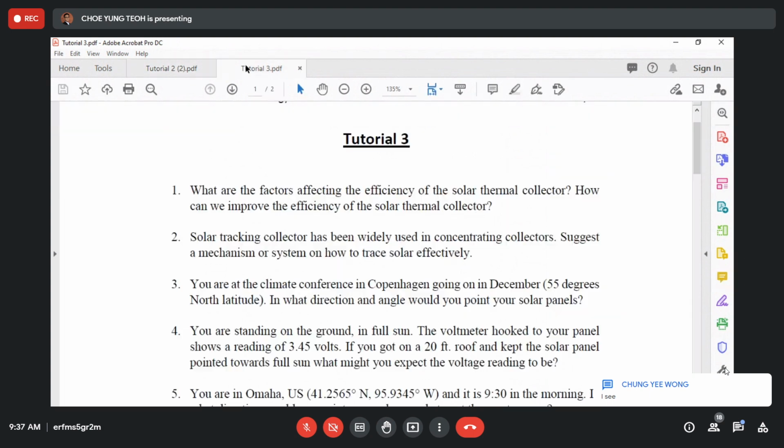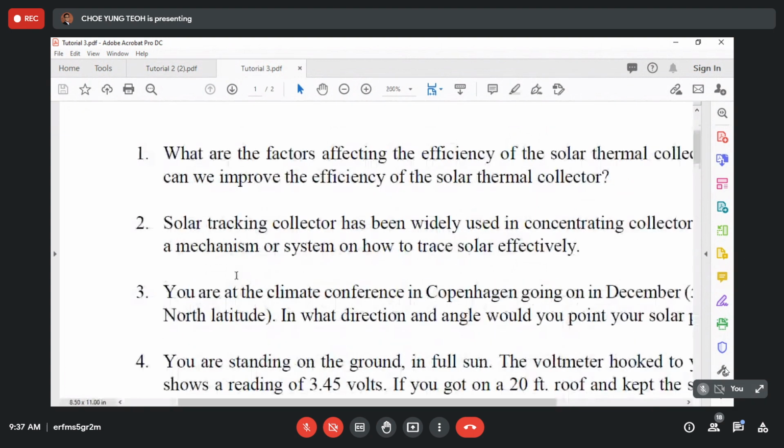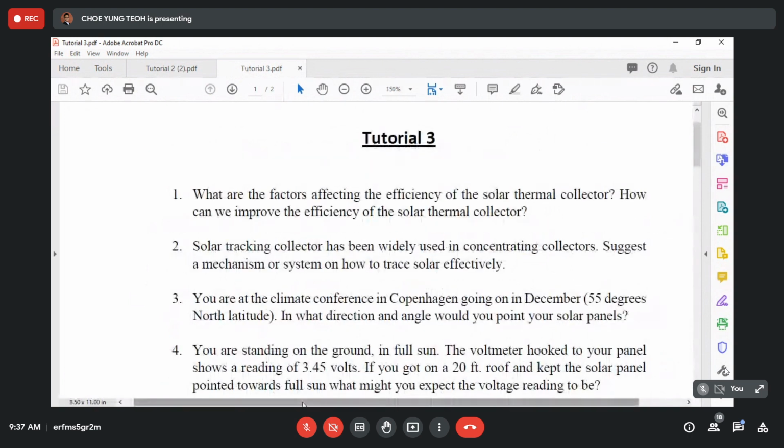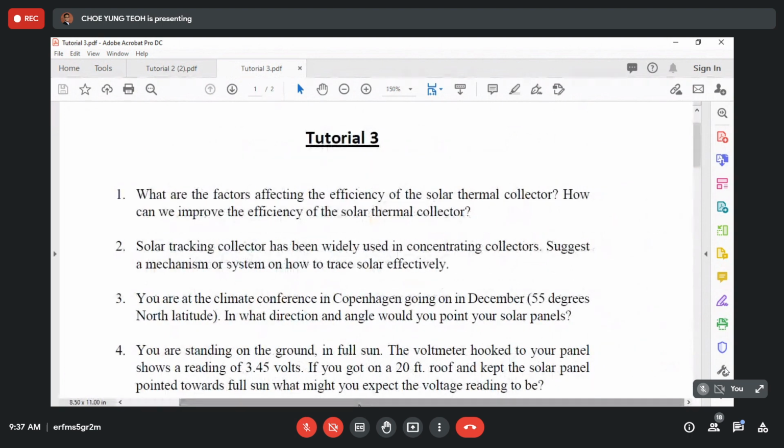Then we look at tutorial 3. First question: What are the factors affecting the efficiency of the solar thermal collector? And how can we improve the efficiency of the solar thermal collector? A solar thermal collector is an old technology where we use the heat from the sun to boil the water and run the steam turbine.